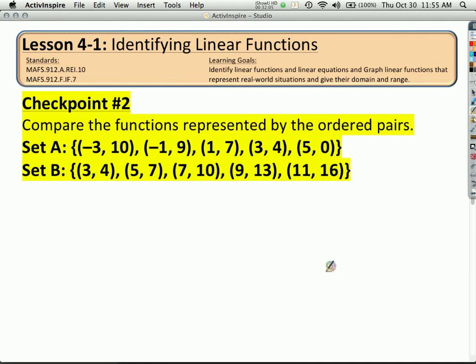Okay. Student number 8, what'd you put? Okay, and student number 12, what'd you put? Set A is not linear, set B is not linear, and set A I don't know where, but it's one C.